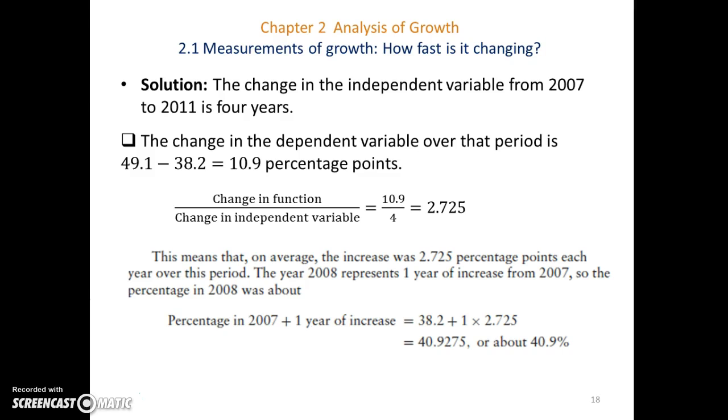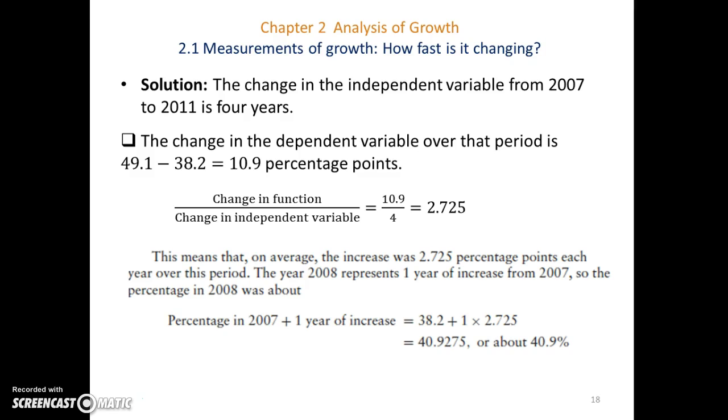The change in the independent variable from 2007 to 2011 is 4 years. The change in the dependent variable over the same period is 10.9 percentage points. Now let's find the average rate of change using the formula that we saw earlier in this PowerPoint presentation. We have to compute the change in the function, which we did, and divide it by the change in the independent variable. This results in 2.725. That means that on average, the increase was 2.725 percentage points each year over this period.